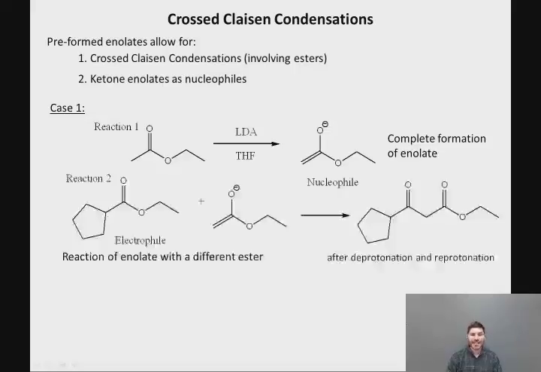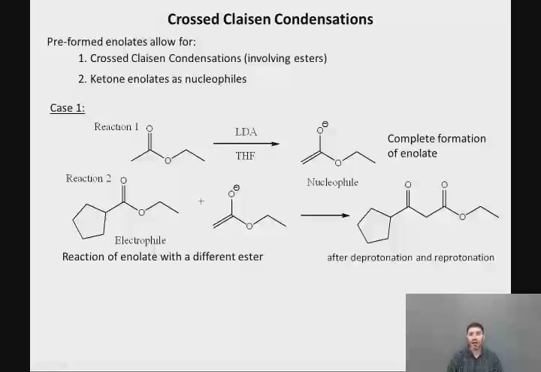In the second reaction, we will now take a different ester, so this one with a cyclopentyl group sticking off of it, add it to the enolate that we generated in reaction 1, and the new ester that we're adding serves as the electrophile. They're going to undergo the reaction. I'm not going to give the whole mechanism here because we've already looked at that mechanism in detail, but the final product that you're going to get is the beta keto ester. Note that this is after deprotonation and reprotonation.